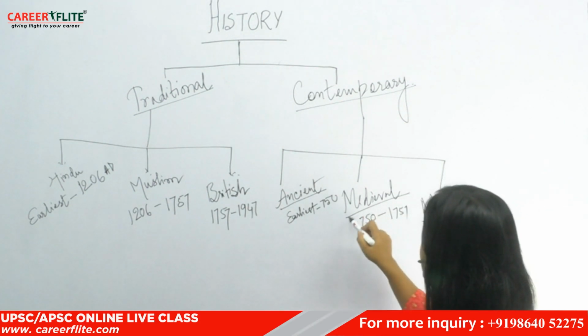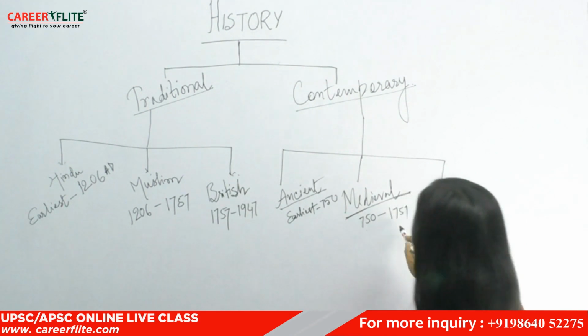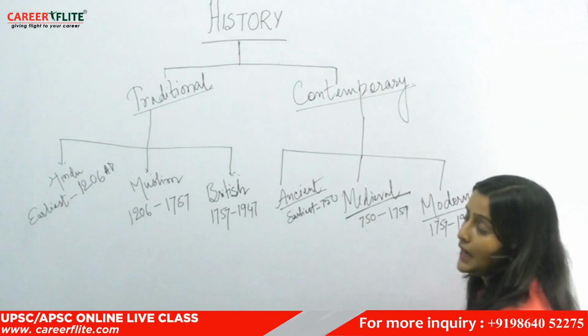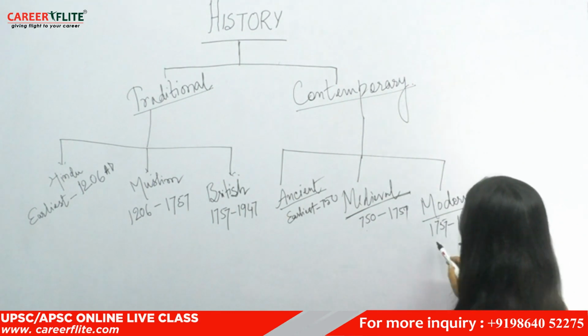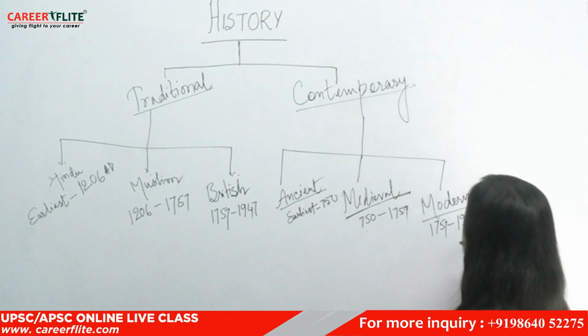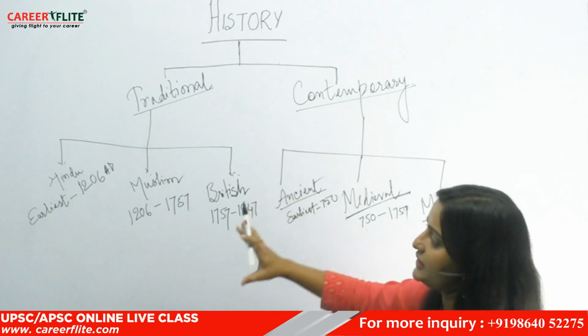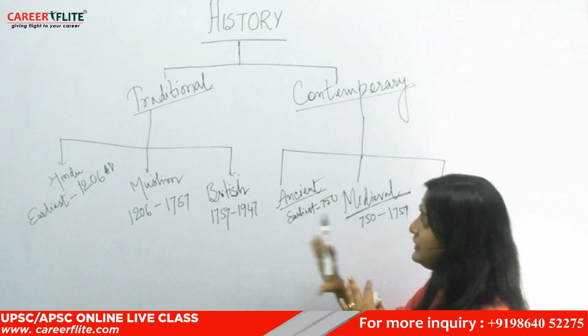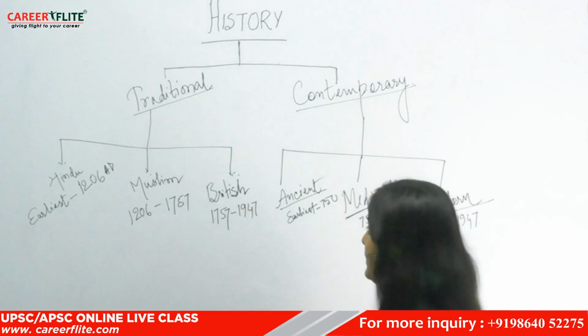But when we see medieval history, it starts from 1750 till 1957. And then the later part, modern India, starts from 1757 till 1947. Now, here also you can link all these periods with the historical past of India.